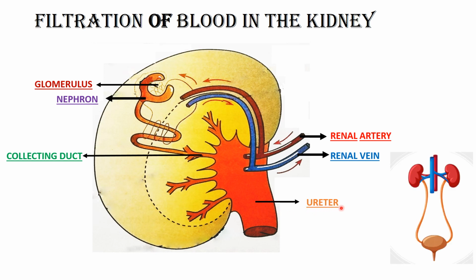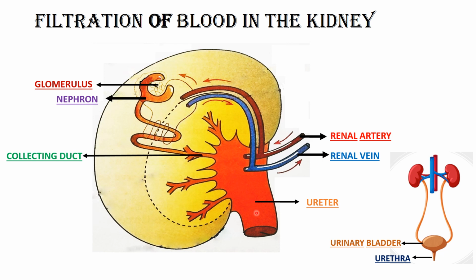The ureters are tubes that are attached to the kidney. The ureters carry the urine and pass it down into the urinary bladder. The urinary bladder temporarily stores the urine. When the urinary bladder is full, it drains the urine down to the urethra, and the urethra passes the urine out from the body.